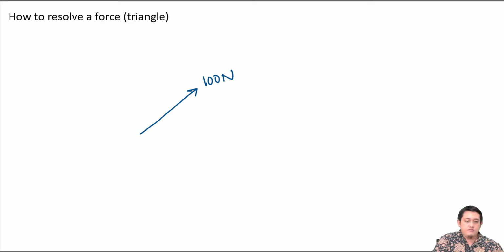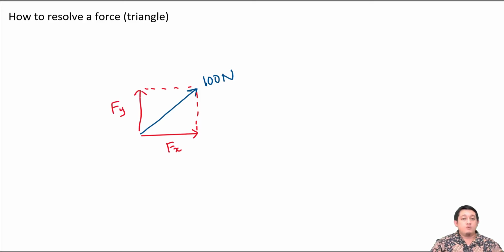Therefore, resolve here means that we have the x direction, Fx, and also the y direction, Fy. So we want to resolve this 100 Newton into the x direction and also the y direction. How to do it? Usually in statics, they will give you two kinds of direction. The first one is a triangle, the other one is an angle. So today I will teach you how to resolve it using a triangle.